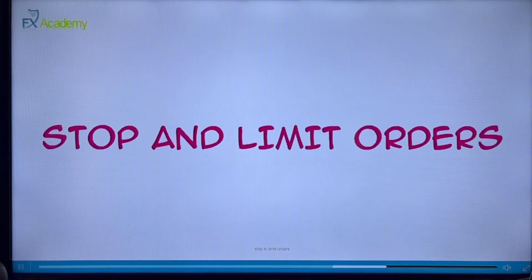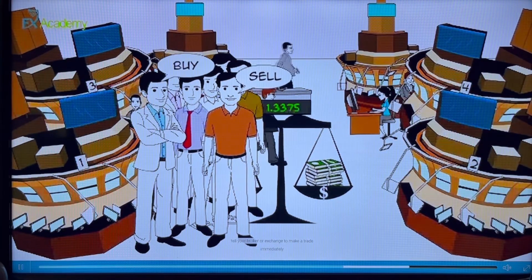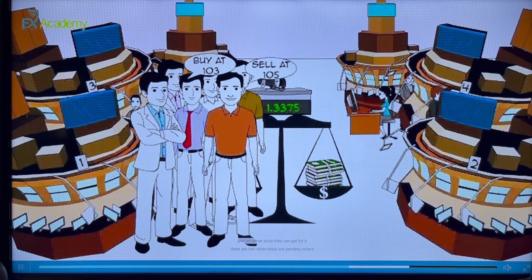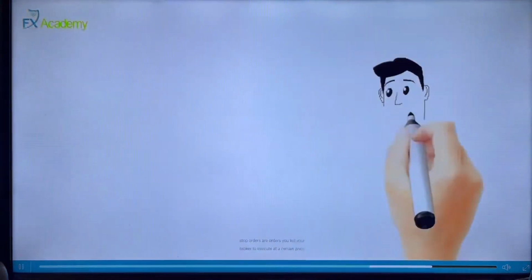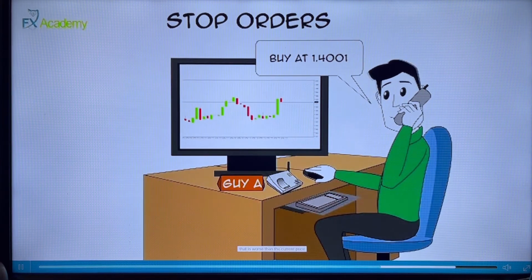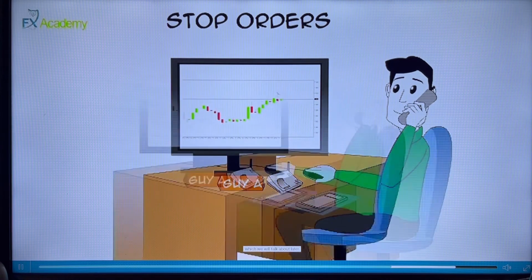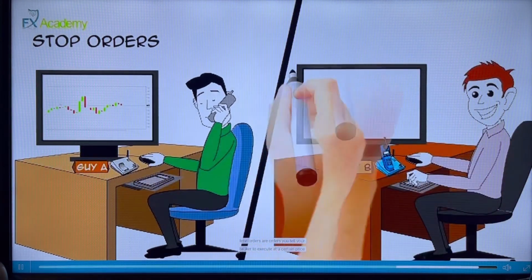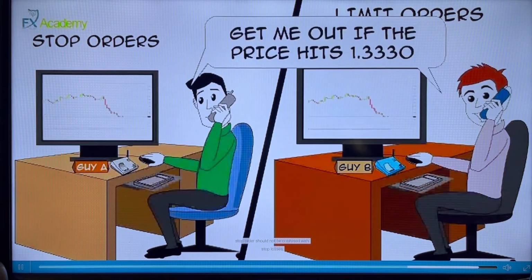Stop and limit orders. So far, we talked only about market orders. Market orders are orders that tell your broker or exchange to make a trade immediately at whatever price they can get for it. There are two other kinds of pending orders, both conditional upon price reaching a certain level, which you should know about: stop orders and limit orders. Stop orders are orders you tell your broker to execute at a certain price that is worse than the current price. These orders are often used to enter breakout trades, which we will talk about later. Limit orders are orders you tell your broker to execute at a certain price that is better than the current price. Stop orders should not be confused with stop losses.